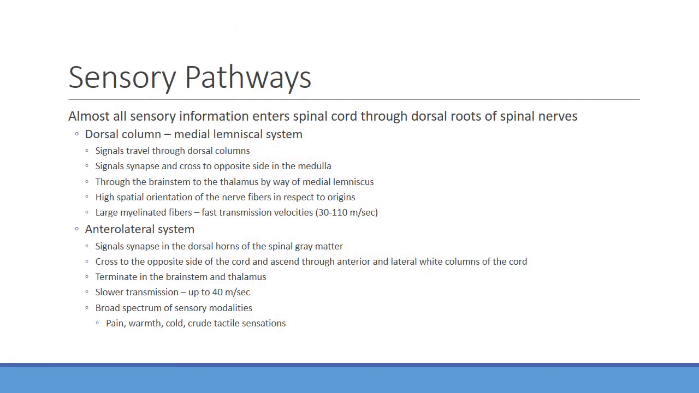So how do these sensory pathways get the signal from your skin up to your brain? There's going to be two main ones that we'll talk about. The first one is the dorsal column medial lemniscal system. And then we have the anterolateral system. These are very catchy names, I'll have you know. But basically, with the dorsal column system, the signals travel through the dorsal columns, as the name would indicate. I'll show you pictures in a second, this will make more sense. Basically, the signals synapse and cross over to the opposite side in the medulla.